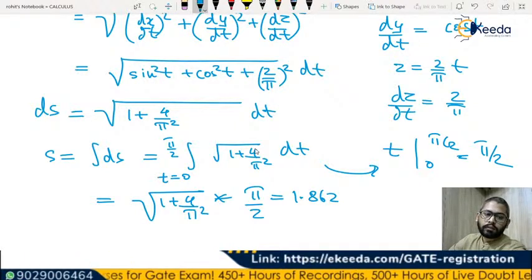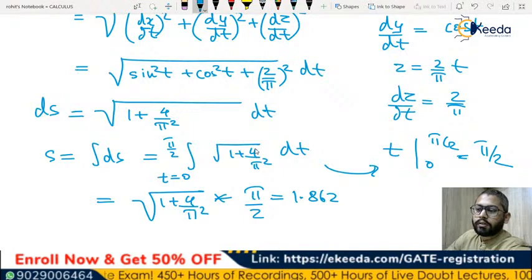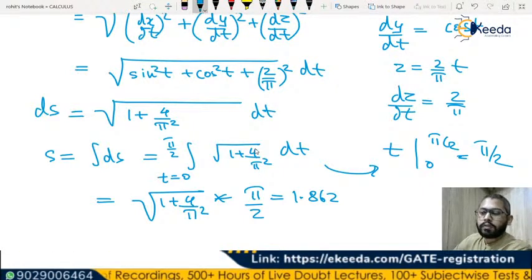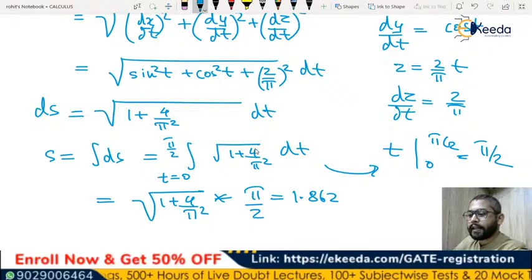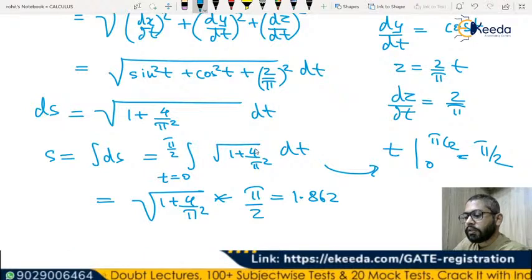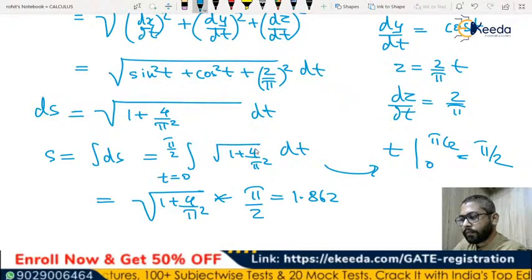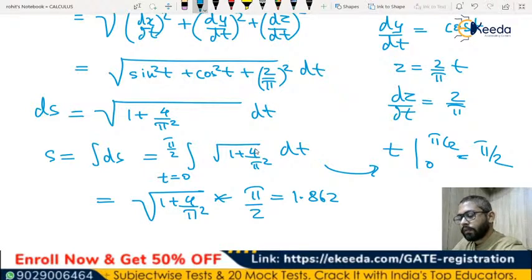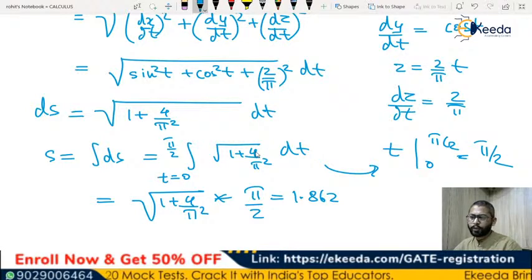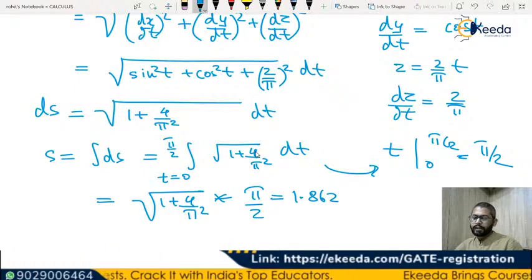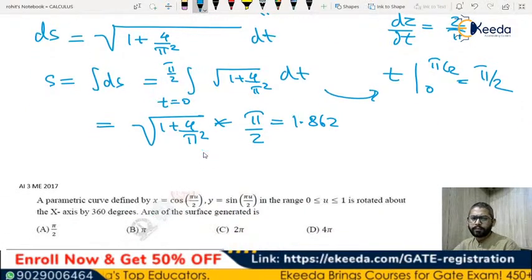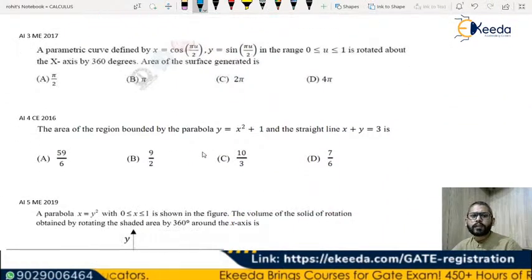Clear? 1.862. Correctly said, Lokesh. So this is the answer. Again we did it the same way. It was the same question compared to the previous one, but the previous one was 2-dimensional. This one is 3-dimensional, but it is fine. It's the same thing. Let's move to the next question.